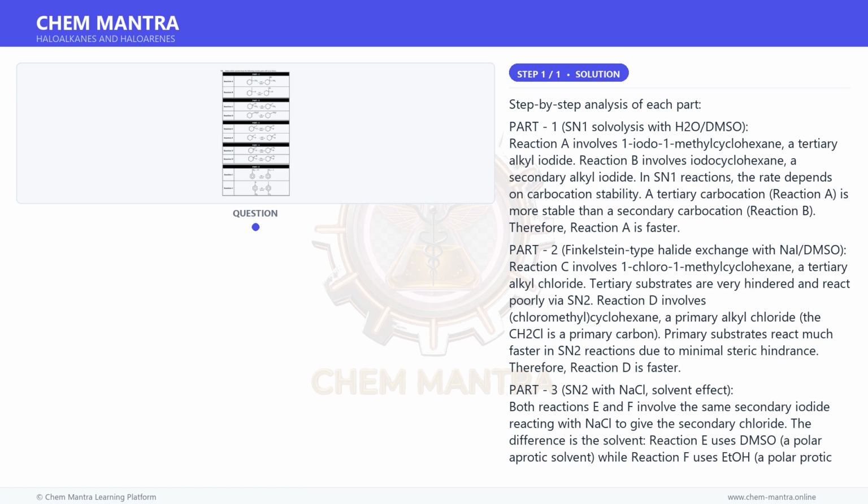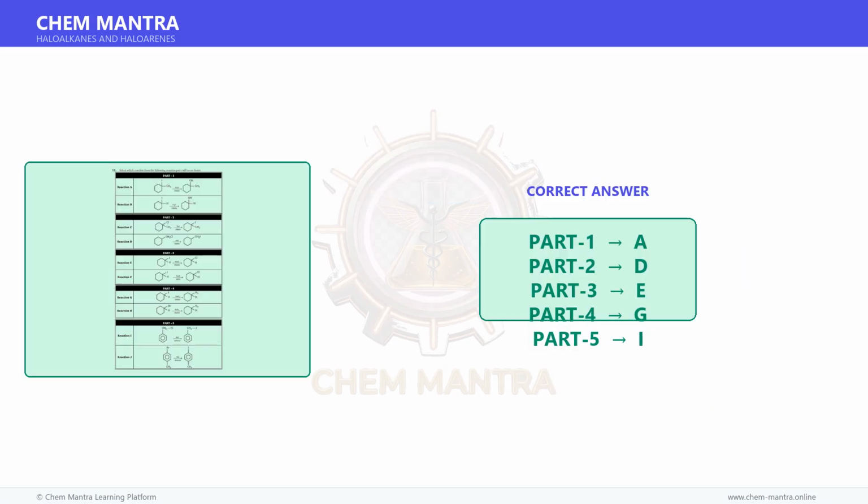Therefore, the correct answer is Part 1 A, Part 2 D, Part 3 E, Part 4 G, Part 5 I. Therefore, the correct matching is Part 1 matches A, Part 2 matches D, Part 3 matches E, Part 4 matches G, Part 5 matches I.